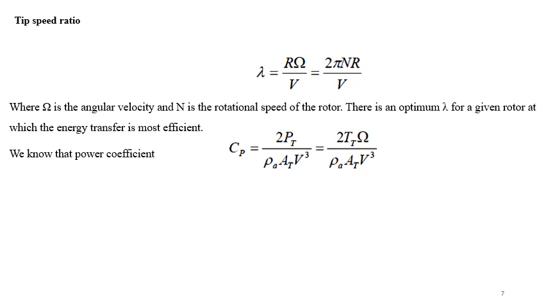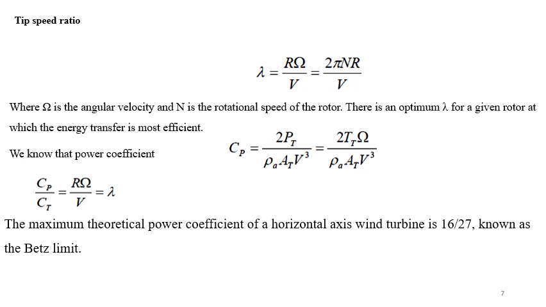So we know that the power coefficient C_p is equal to 2 P_t by rho A_t V cube. Substituting that, we know that C_p by C_t is equal to gamma. And also we know that the maximum limit is 0.59. So substituting that, the maximum power P_t max is equal to half into rho A_t V cube into 16 by 27, or 0.593 into half rho A V cube. Okay, this is the maximum power for wind speed.